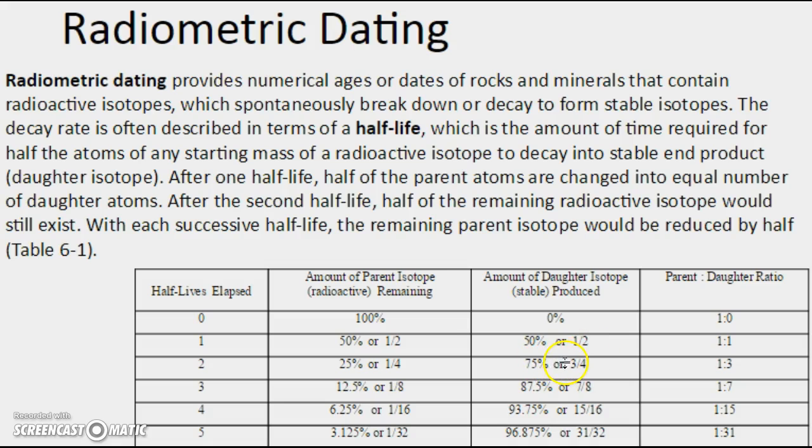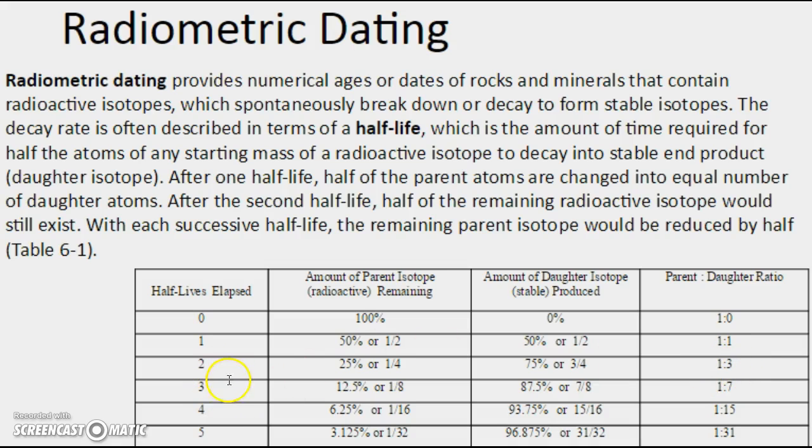So let's look at these in terms of ratios. We'll focus on the first half-life. If I have half parent and half daughter, I would call this a 1-to-1 ratio. It's 1 part parent to 1 part daughter. Whereas after my second half-life, I'm going to have 1 part parent to 3 parts stable daughter. So my ratio is a 1-to-3.